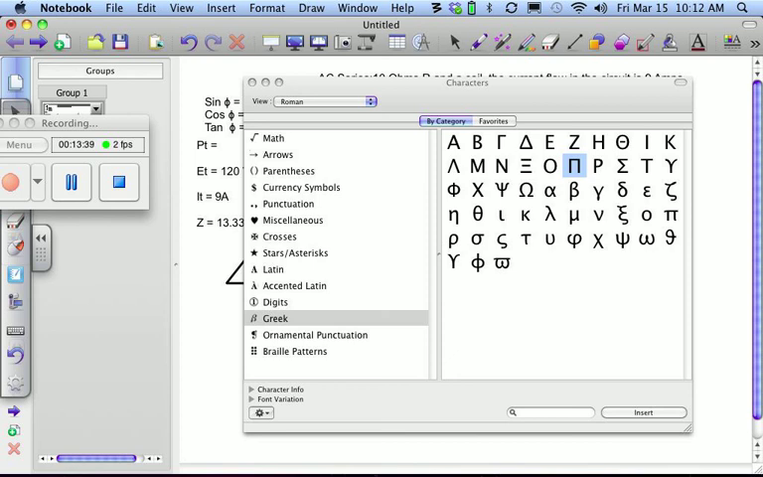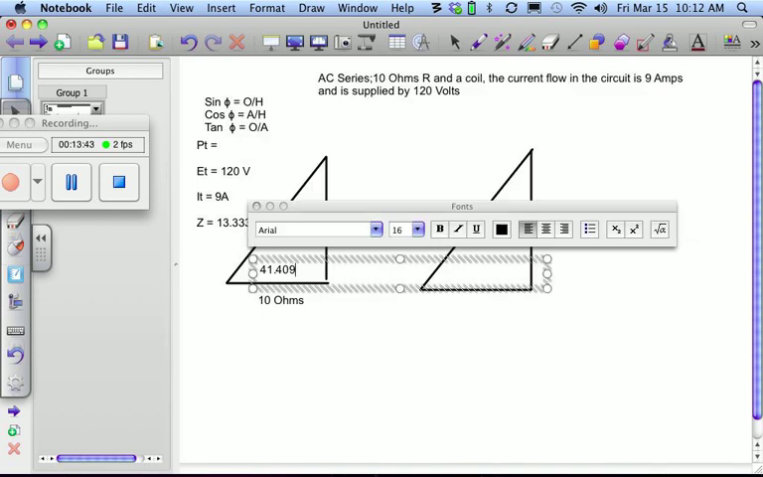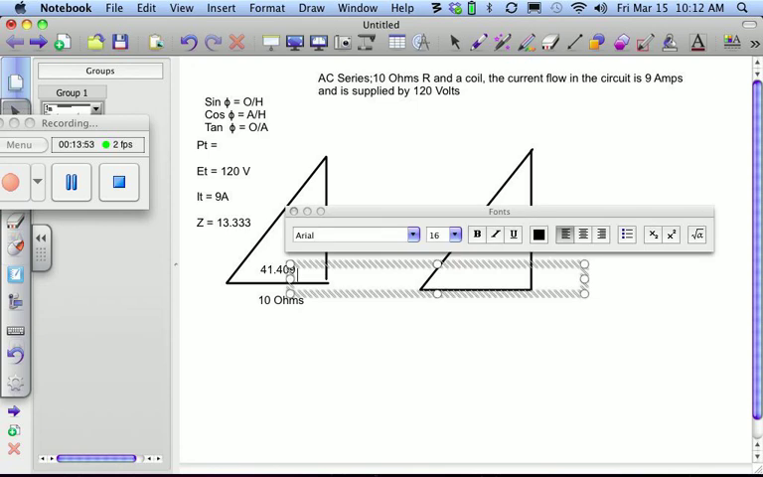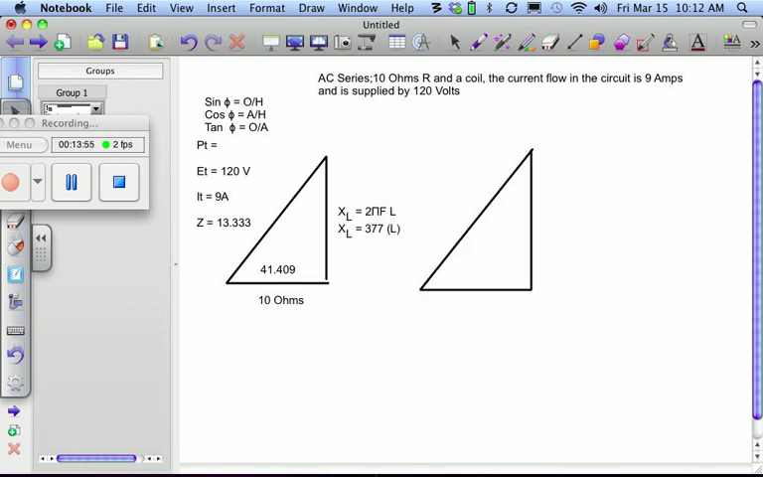Oh, darn. What number did you guess? 41.409 degrees. Alrighty, good to hear. Can you go through it? Let me know, how did you get the 41.49? Because I did 10 divided by 120.3 and I got a different number.